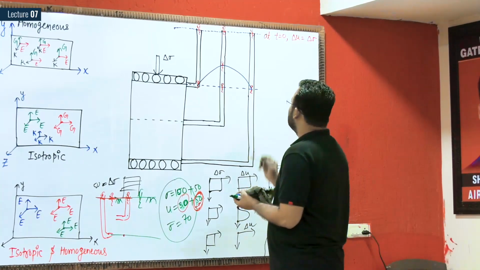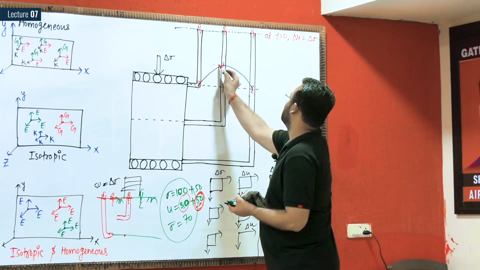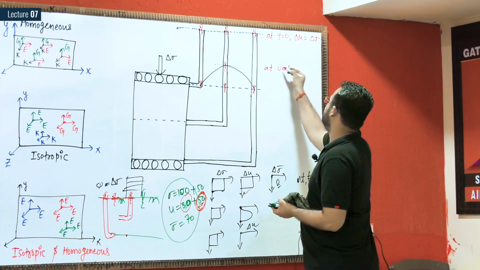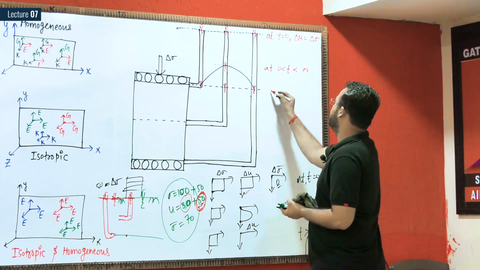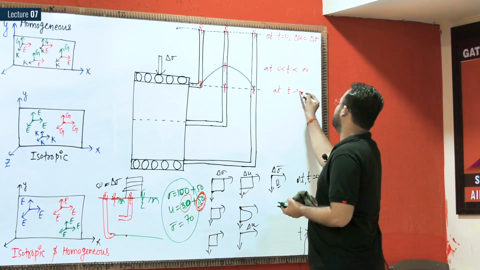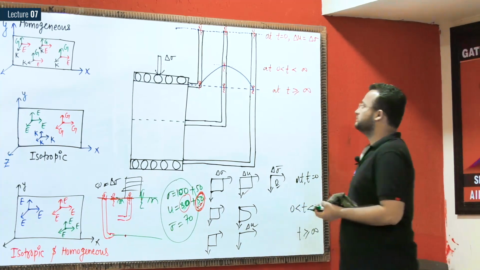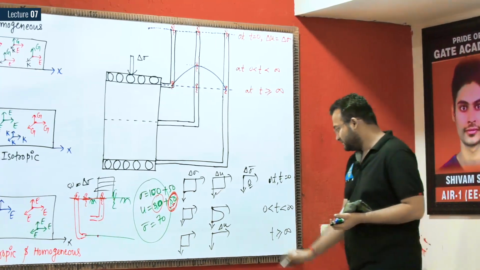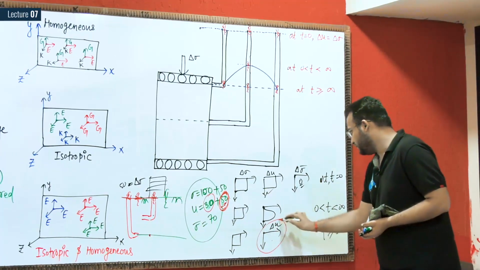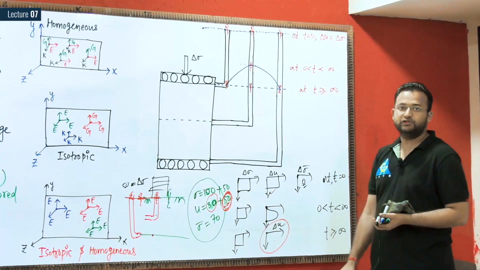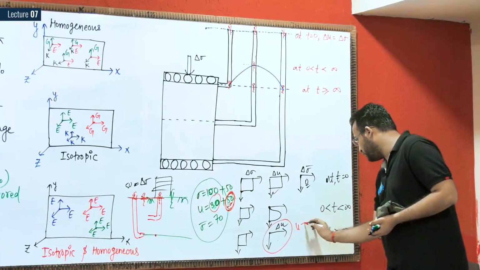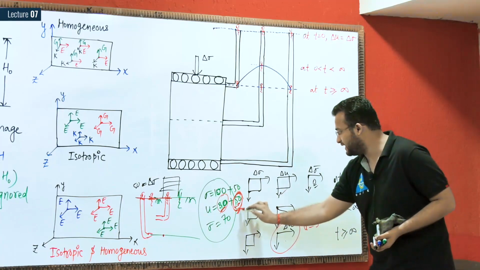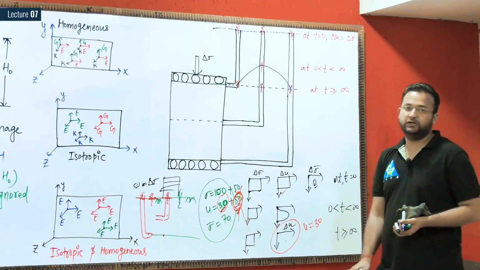So this picture I have created at T greater than 0 but less than infinite, and this I have created at T greater than or equal to infinite. Clear? So at this condition, after infinite time, your entire value of excess pore water pressure will become 0. So the final value of pore water pressure U will become again equal to 30. This excess value is becoming 0 after infinite time.